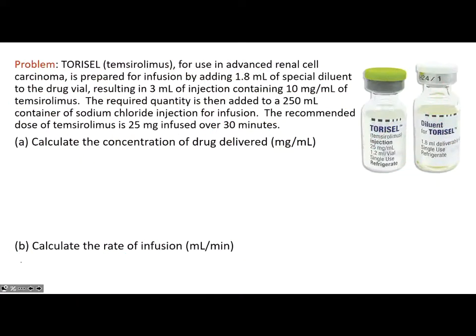All right, I love this question. It shows you how tricky some of the product labeling is going to be when you get out there as a pharmacist. So I'll come back. This Torisel, or the temsirolimus, is a drug used for advanced renal cell carcinoma, so it's an anti-cancer drug. And like a lot of drugs, it isn't stable in water. It breaks down, it hydrolyzes. So to give it any sort of shelf life, they have to package it as a dry powder in a vial. The drug powder in the vial is this one here.